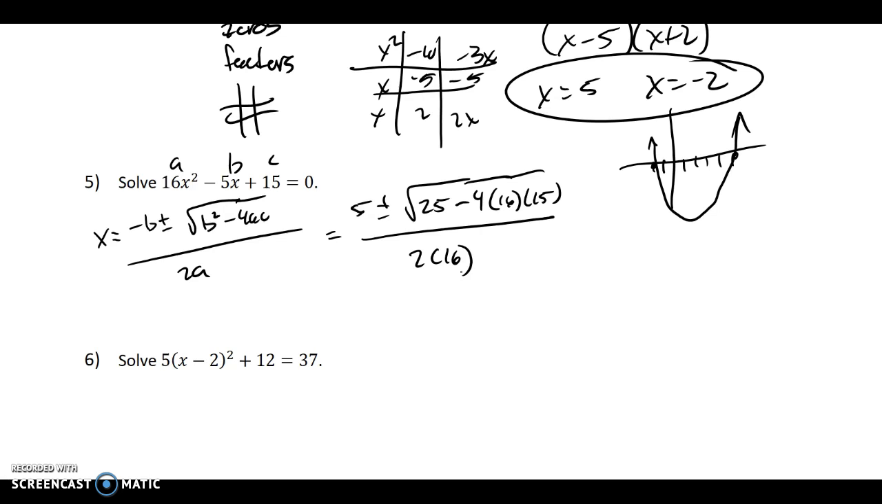Okay, so I have a calculator now. So I'm going to do 4 times 16 times 15. So 4 times 16 times 15 is 960. So we have 5 plus or minus the square root of 25 minus 960 over 32. And then we're going to subtract. So 25 minus 960 is -935. And then, let's see here. So we got -935.